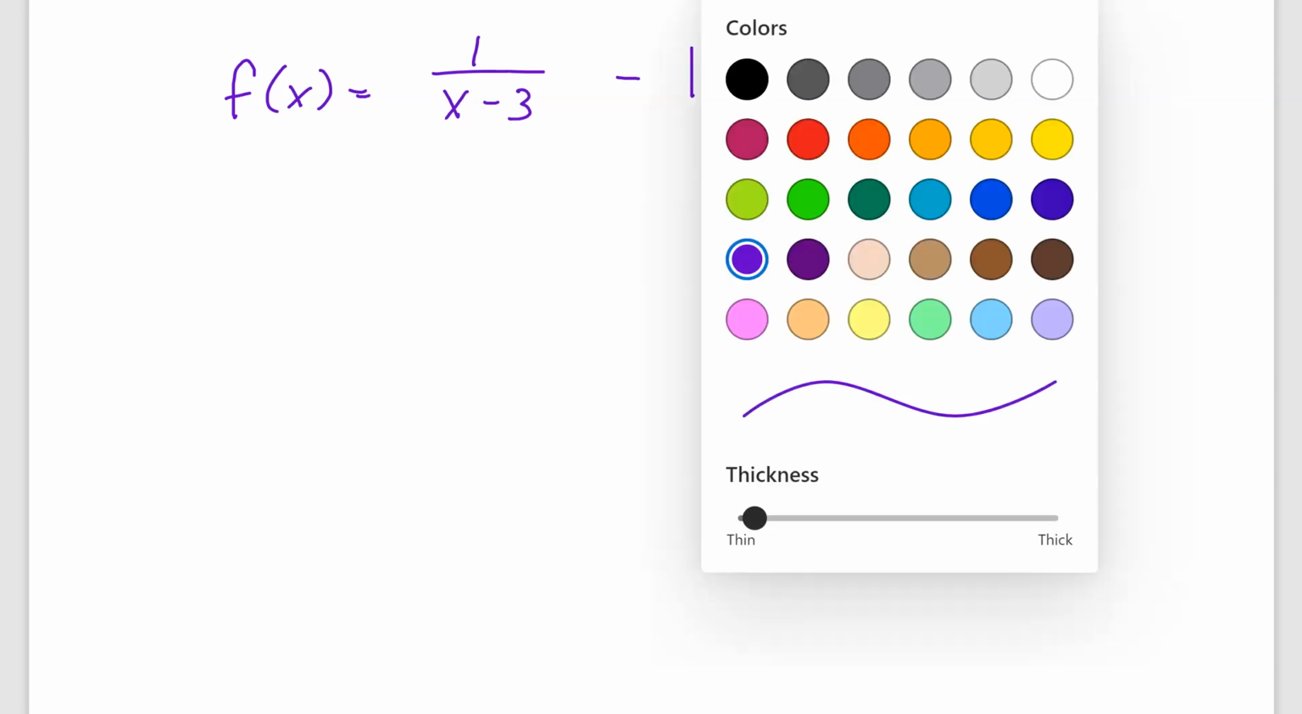Let's look at an example of a rational function in which we use transformations. Let's look at f of x is equal to 1 over x minus 3, minus 1. Now, going back to our transformations, a couple of things we need to remember here.